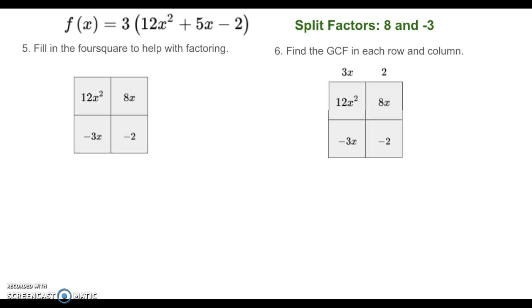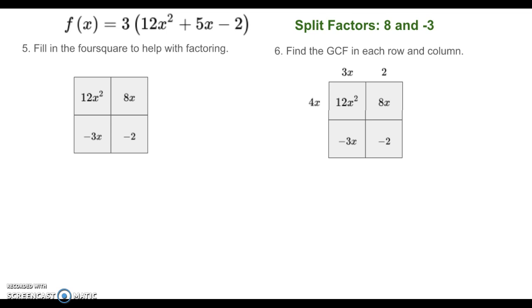Now let's look at the rows. Top row, 12x squared and 8x. Those both have multiples of 4. 12 and 8 are multiples of 4. We find the greatest common factor of x squared and x. That's just the smaller of the two again, and that's x. Put the 4 and the x together, we get 4x.